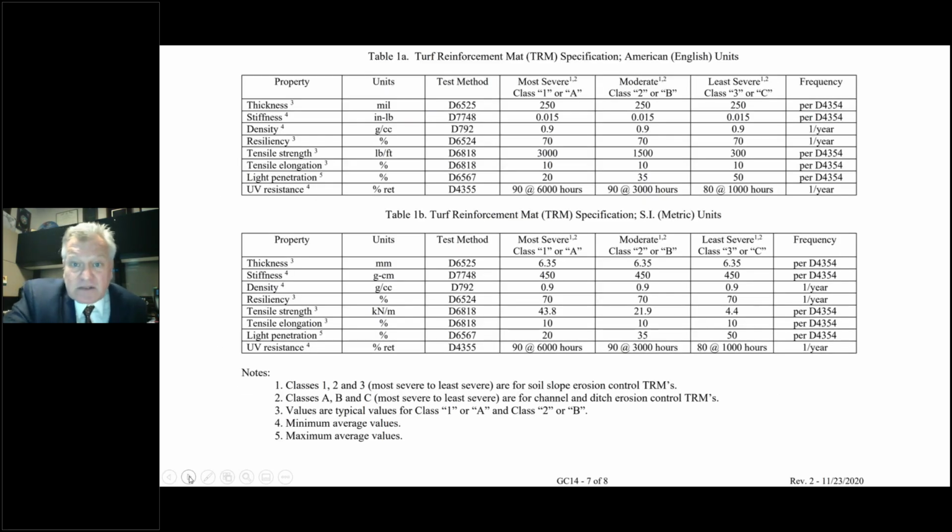The specification looks like this. The specification on top is in English, and on the bottom are the metric units. As I was mentioning, the most severe are class 1 or A characteristic. It shows you that for high performance TRM. It's in lockstep with what Drew's comments were earlier as far as tensile strength being above 3,000 pounds per foot. I submit to you, though, that the entire column in most severe are requirements for high performance TRMs, and you need all of it to be within that class of material.